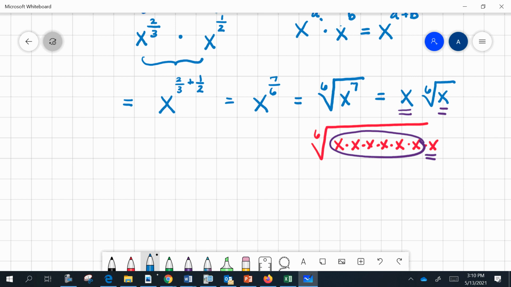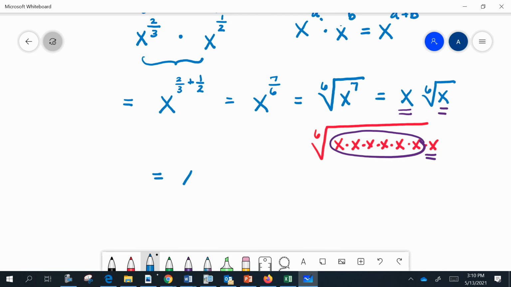Okay? So that's the kind of stuff that we're going to also apply if we don't have the same type of root.